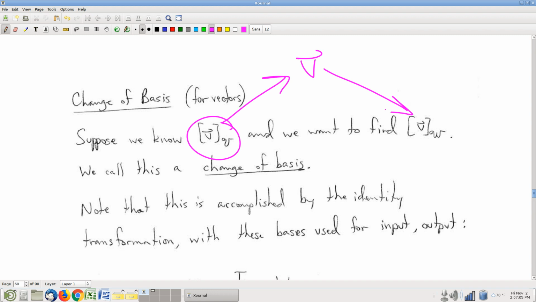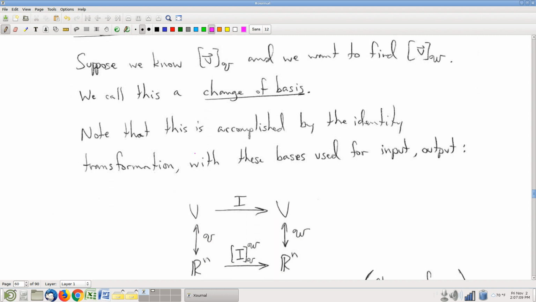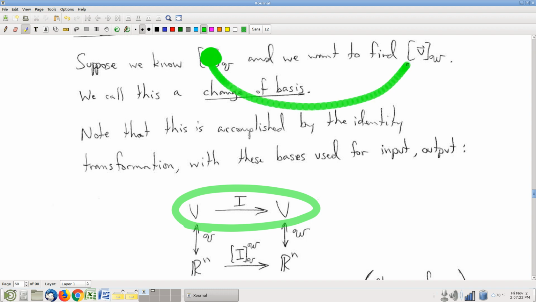The clever way to do this is to realize that what we're talking about is actually a linear transformation. What we want to do here, if you think about it, and let's take a moment to do that, we would like to understand this linear transformation, the action of doing absolutely nothing to the vector.